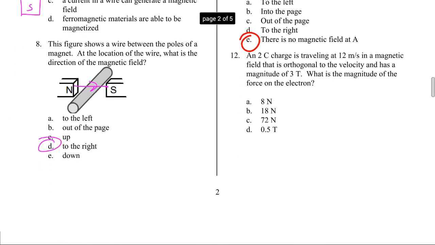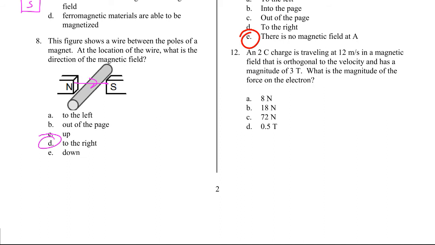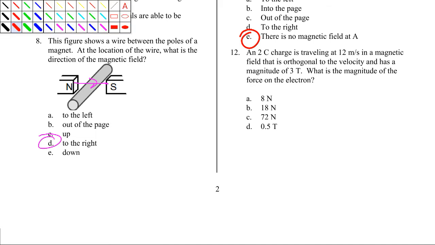A 2 coulomb charge is traveling 12 meters per second in a magnetic field that is orthogonal to the velocity and has a magnitude of 3 Tesla. What is the magnitude of the force on the electron? All right, well, F equals QVB sine of theta. Theta is 90 because it's orthogonal, so that means sine of 90 becomes 1. So this is a simple problem.